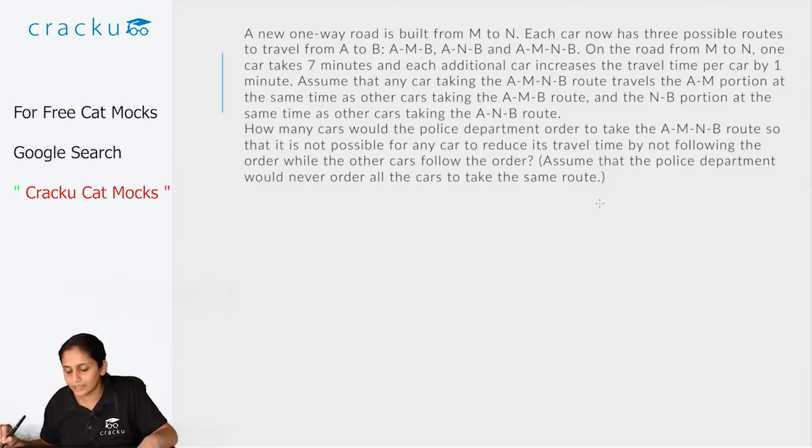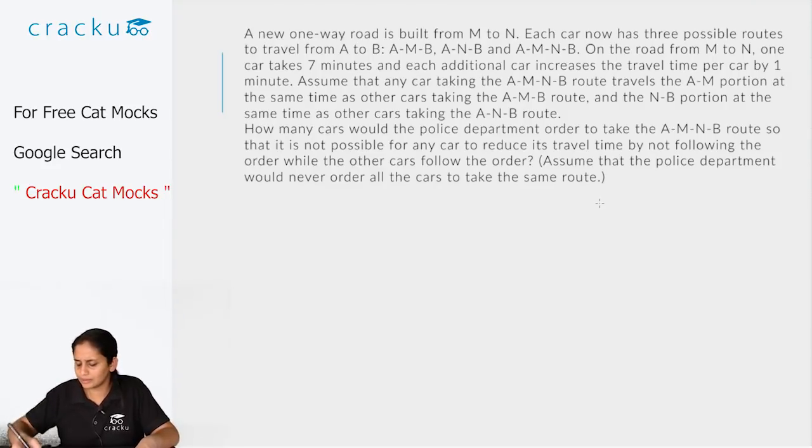Assume that any car taking the AMNB route travels the AM portion at the same time as other cars taking the AMB route and the NB portion at the same time as other cars taking the ANB route. How many cars would the police department order to take the AMNB route so that it is not possible for any car to reduce its travel time by not following the order when the other cars follow the order? Assume that the police department would never order all the cars to take the same route.